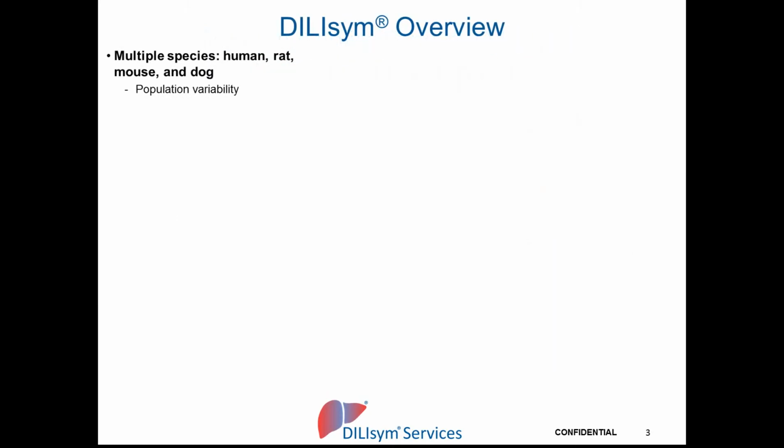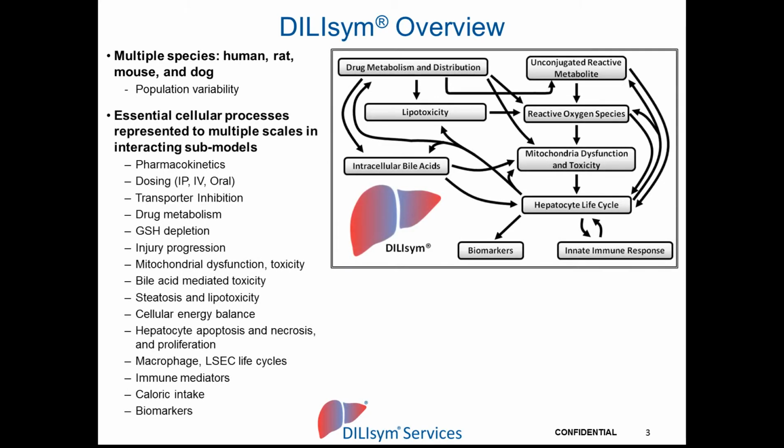Before we move into the application, I'd like to provide you a brief overview of the DILIsym modeling software. DILIsym includes 4 species: the human, the rat, the mouse, and the dog, and that includes interpatient variability or inter-animal variability. The key cellular processes as they pertain to drug-induced liver injury are all included in DILIsym.